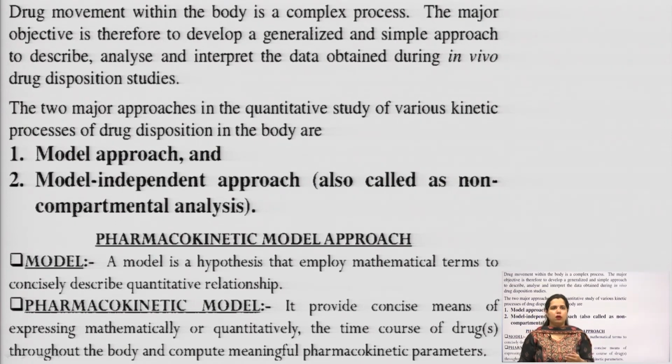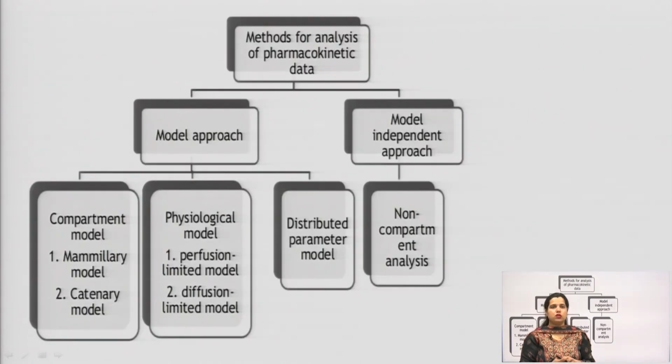In the model dependent approach we have different types of approaches like compartment modeling, physiological modeling, and distributed parameter modeling. These are model dependent approaches. In compartment modeling, subdivisions are there: mammillary, catenary, physiological model, perfusion limited model, diffusion limited model, and distributed parameter model. The compartment models are totally mathematical based, whereas physiological and distributed parameter models are basically biological models or experimental models that we use.